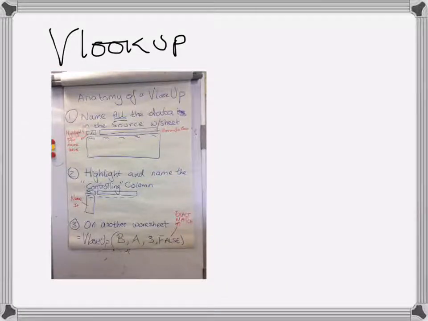Right, now with a VLOOKUP, two things you need to understand, or three should I say. You'll always have all the data in a source worksheet that you're going to use for the lookup, yeah? That's all the data that you're going to use. And then you've got what I call, it's not called that, I just called it that, the controlling column.